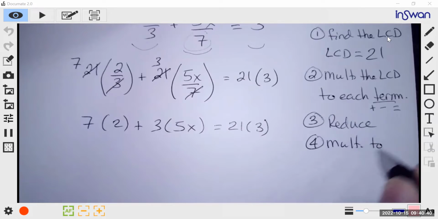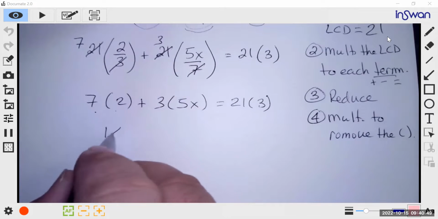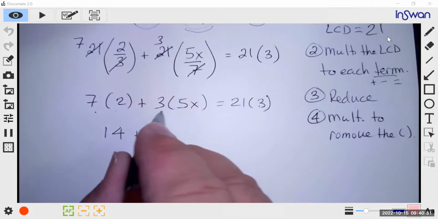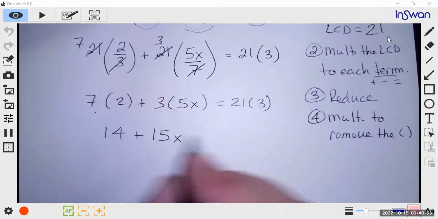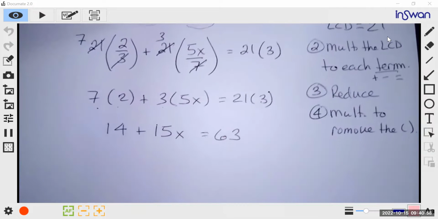Multiply to remove the parentheses. 7 times 2 is 14. 3 times 5 is 15x. 21 times 3 is 63.